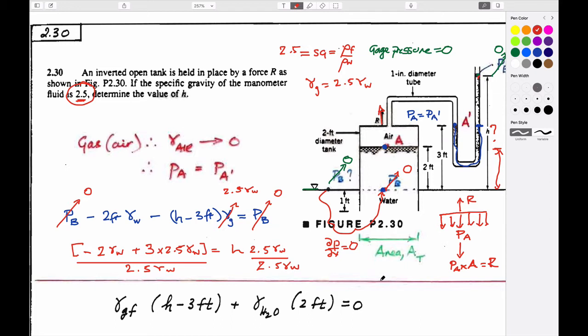Wouldn't there also be the atmospheric pressure pushed down? No, we've done it in gauge pressure. So it's already included, yeah. So sometimes it's useful to do gauge pressure.